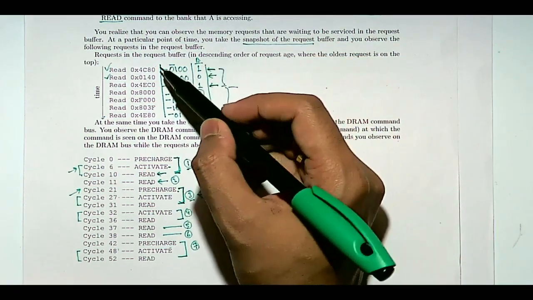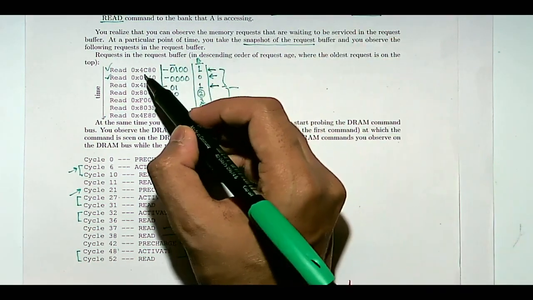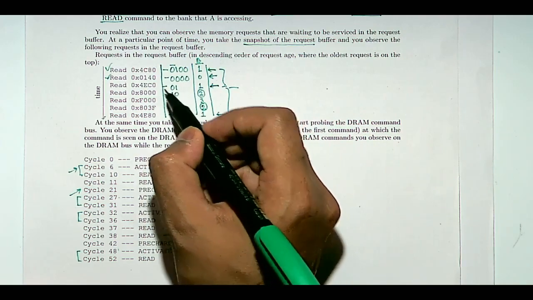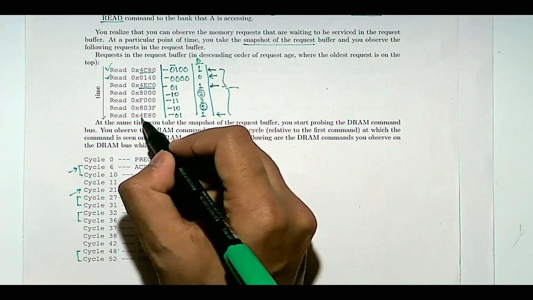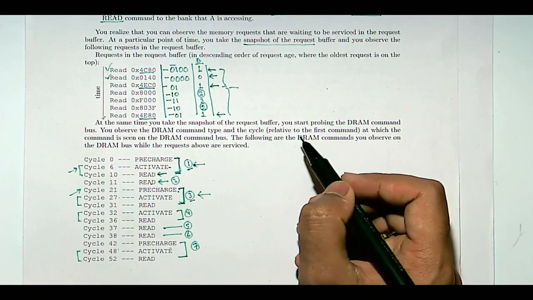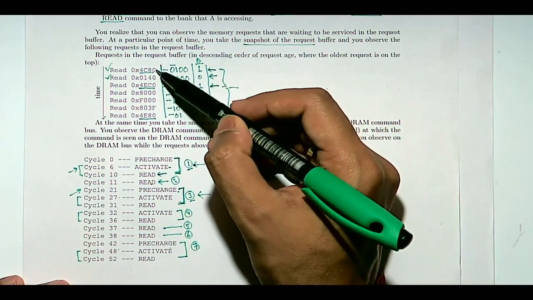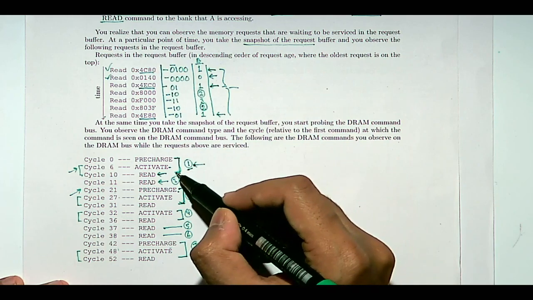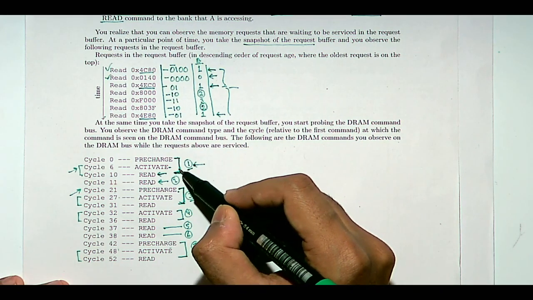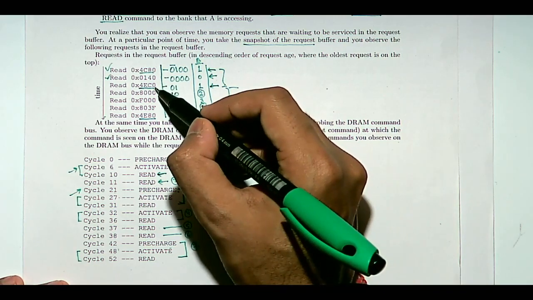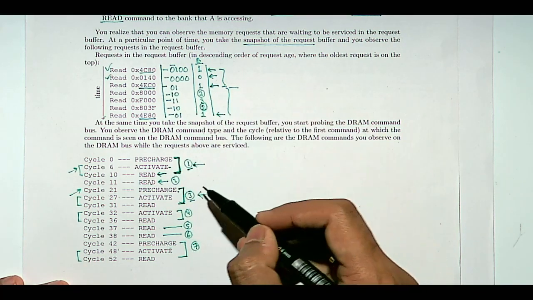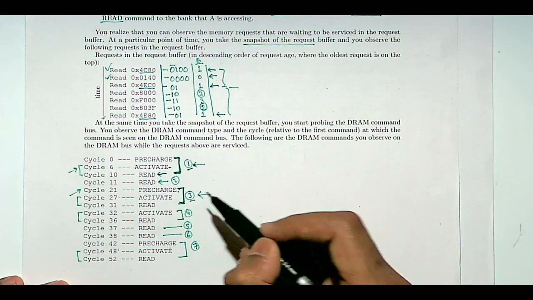So let's see the first sequence of accesses. 4C80 and then 4EC0, these 2, and the last one 4E80. Okay? So let's see. 4C80 is serviced by these 3 command sequence. The next one, the 4EC0, is serviced by these 3 command sequence.